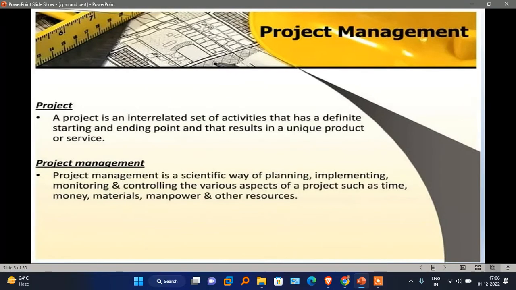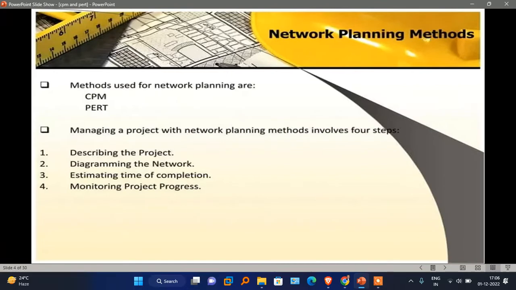So now project management, further definition. Project management is a scientific way of planning, implementing, monitoring and controlling the various aspects of the project such as time, money, material, manpower and other resources. Now, network planning methods. As we have discussed, the whole of project management depends upon the methods. So what are the methods we would like to know briefly today? Those are CPM and PERT.